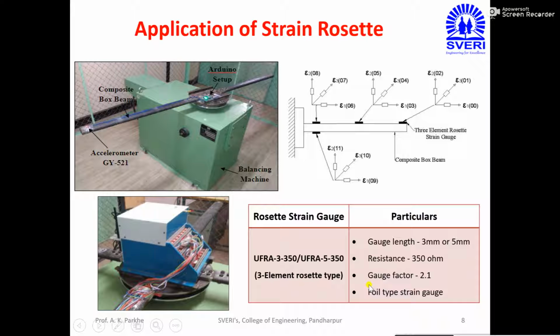Why have they used the foil type? Because in the foil type the maximum area is available to paste the strain gauge on the specimen, due to which the maximum area comes in contact with the foil type strain gauge, and you will get an accurate reading. So this is about the basic applications of the strain gauge rosette.